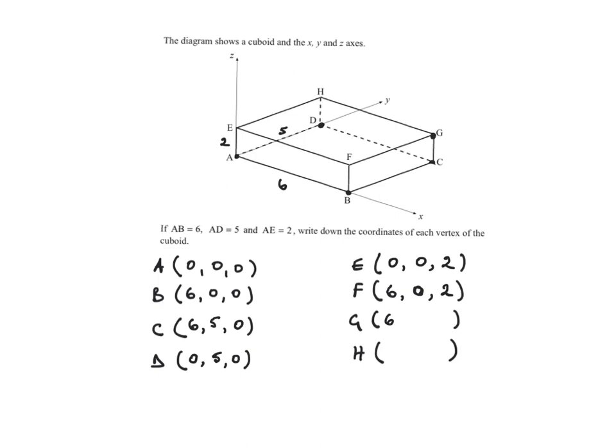5 in the y direction takes us to C. And then 2 in the positive z direction takes us to G. The last one we've got to do then, starting at A, that's 0 in the x direction, 5 in the y direction, and 2 in the positive z direction.